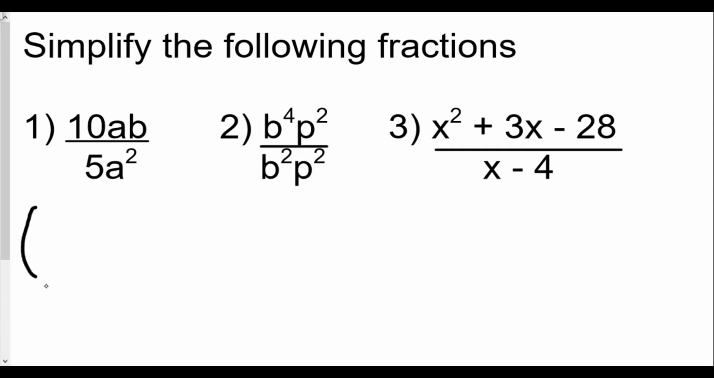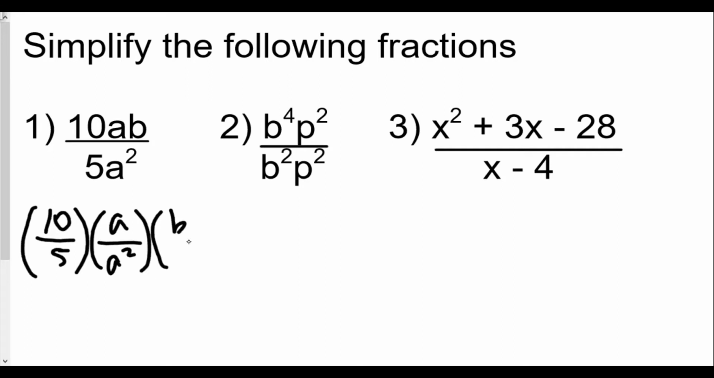as 10 over 5 times a over a squared times b over 1. And because everything is multiplying, we can break them up into these fractions that are multiplying each other. We know that to multiply fractions, you multiply numerator with numerator and denominator with denominator. So we can work backwards in this case. Now we can simplify our numbers with numbers.